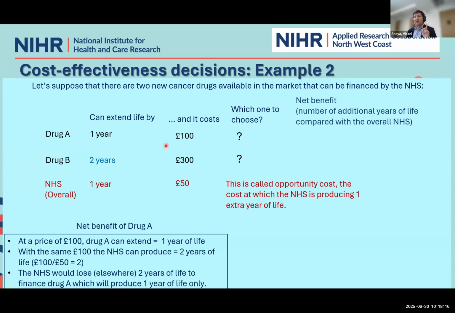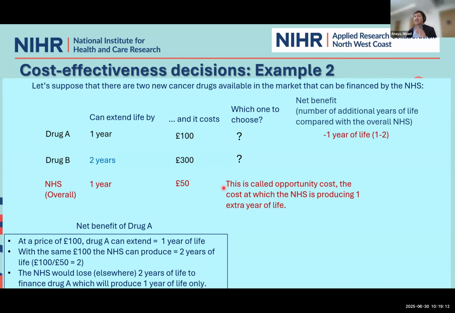So drug A costs £100 and drug A can extend life by 1 year. However, with the same £100, the NHS can produce 2 years because each year is produced with £50. So at the price of 100, drug A can extend 1 year of life. With the same £100, the NHS can produce 2 years of life. So the NHS will lose elsewhere 2 years of life to finance drug A, which will produce 1 year of life only. So we do the subtraction, and the net benefit is minus 1 year of life.